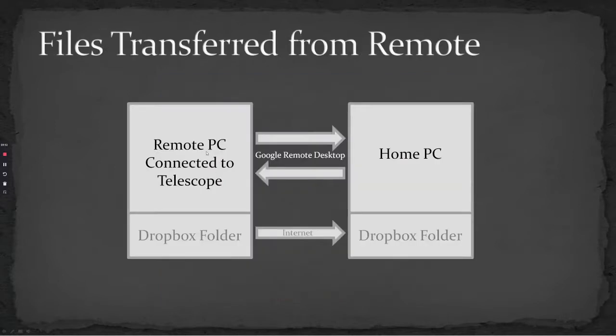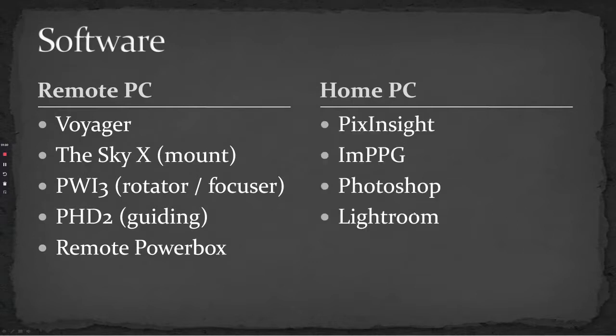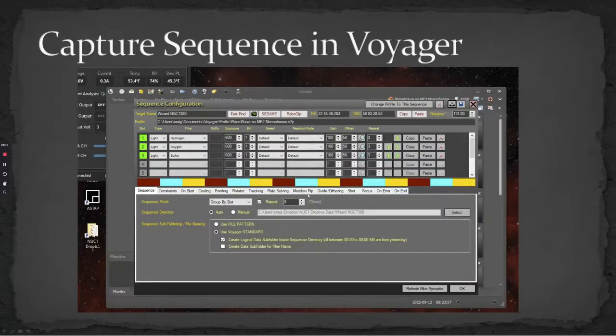So basically the remote computer is on the telescope. It's operated by the Google Remote Desktop connection from my home computer, and I get the folders over Dropbox. Software resides on the remote PC to operate the telescope, and on my home PC to do the processing.